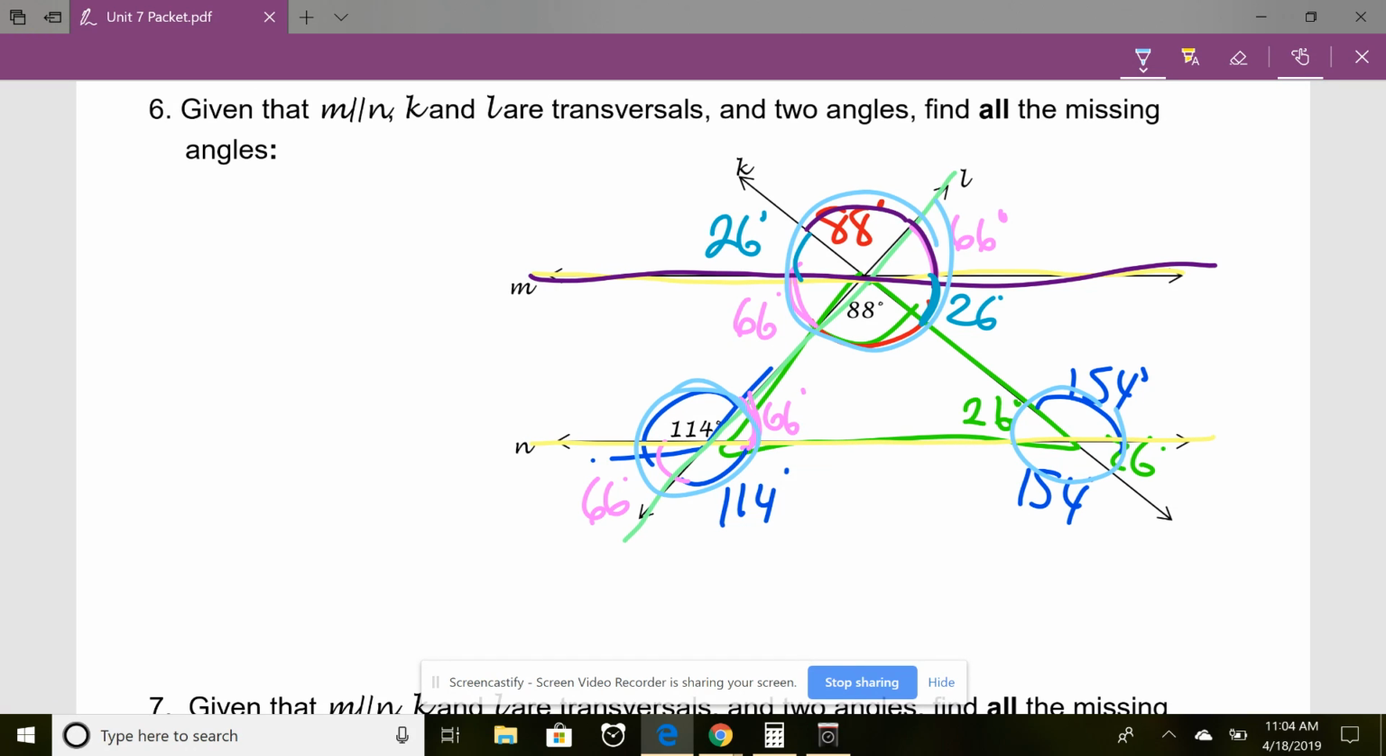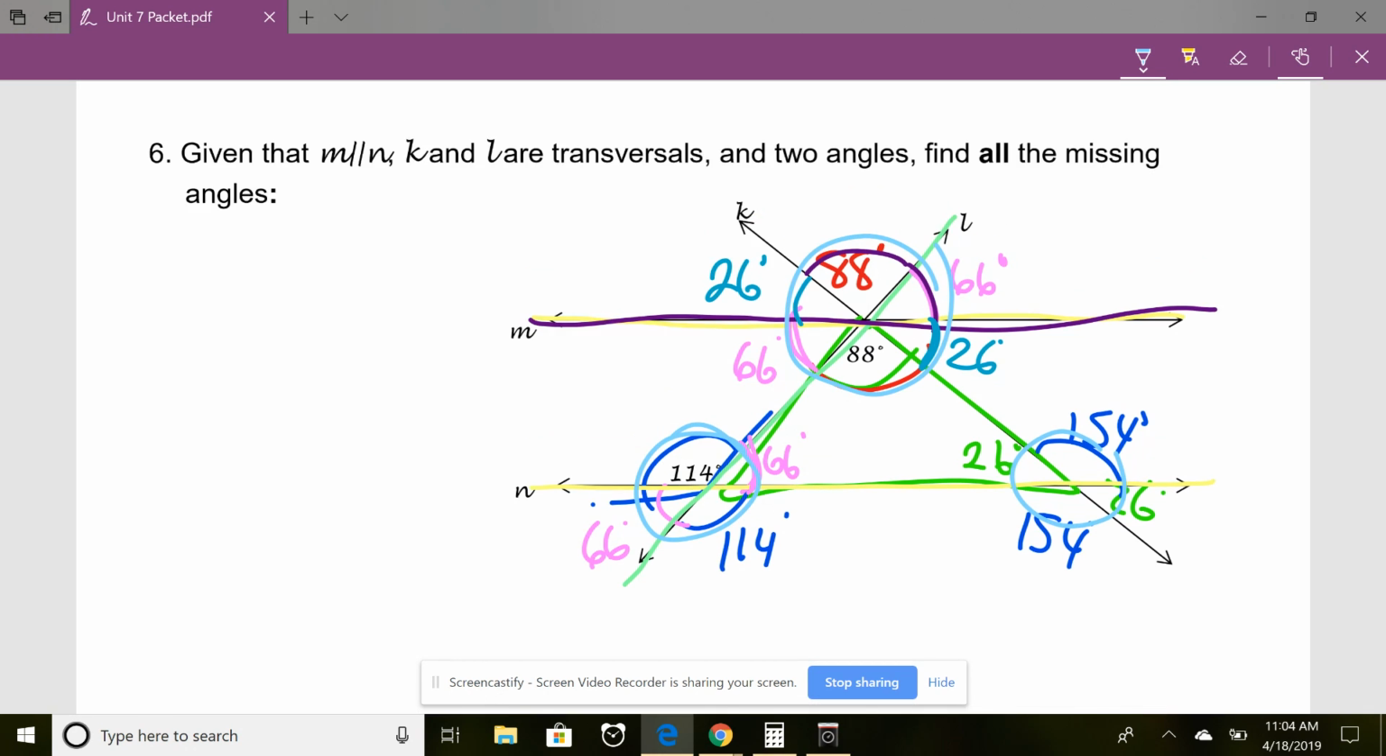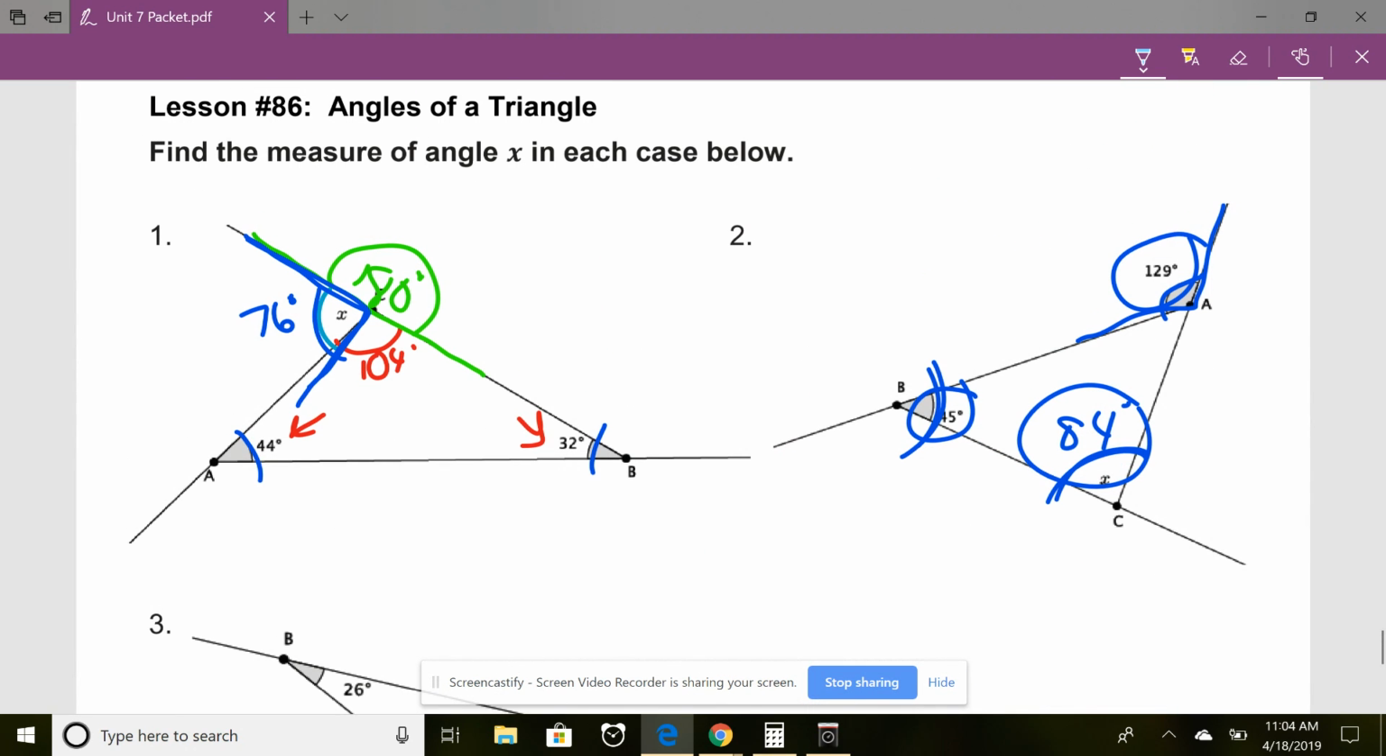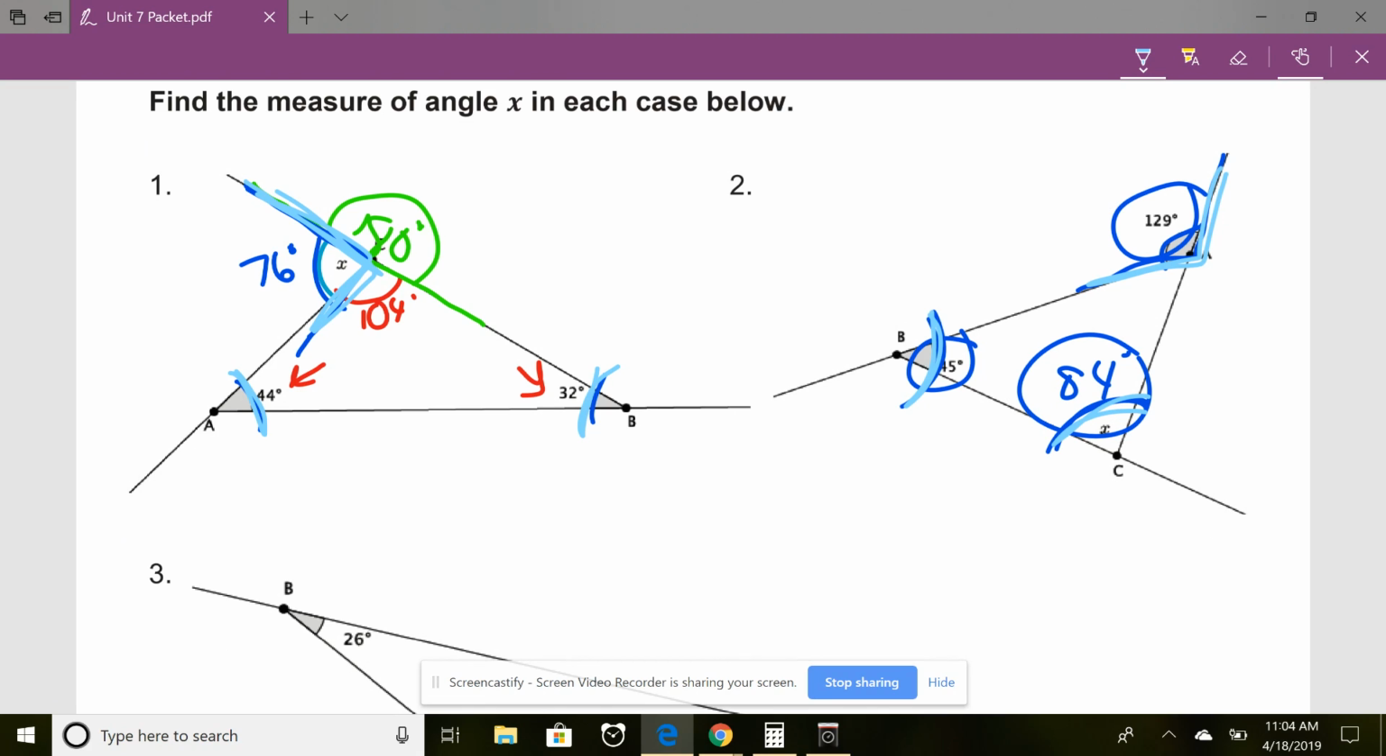All right. So that's it for today's video. Just to recap, when you have two angles in a triangle given, the external angle non-adjacent to it is the sum of those two angles. So we have 45 and 84 add up to the external angle, which is 129. So that's it for today's video. Work through these problems. If you have questions, let me know in class.